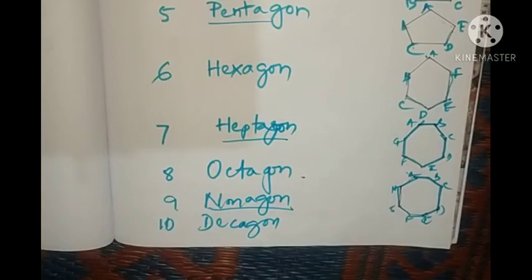So this is about the classification of quadrilaterals. We have seen different types of quadrilaterals like rectangle, square, parallelogram, rhombus and trapezium, and different types of polygons. So this is about today's class. I hope you have understood. Okay. Thank you.